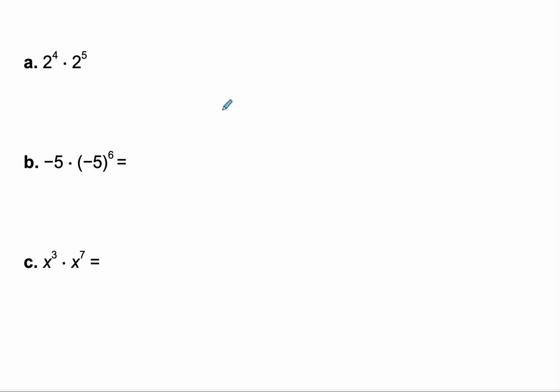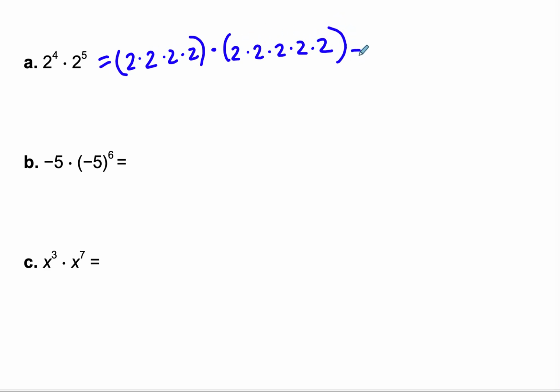Okay, first one, 2 to the 4th power times 2 to the 5th power. For this first one, I'm just going to write it out to show you where our answers are coming from. 2 to the 4th power means 2 times 2 times 2 times 2, times 2 to the 5th power, 2 times 2 times 2 times 2 times 2. Do I have 5? 1, 2, 3, 4, 5. Yes, I do. Okay, so how many do I have altogether? Well, I have 2 to the 9th power.